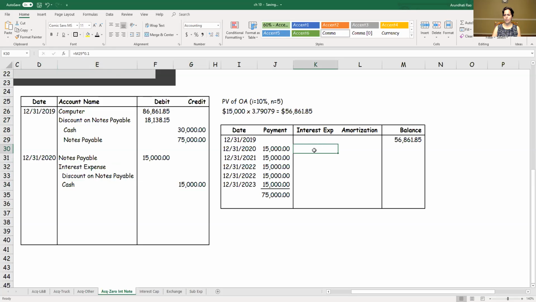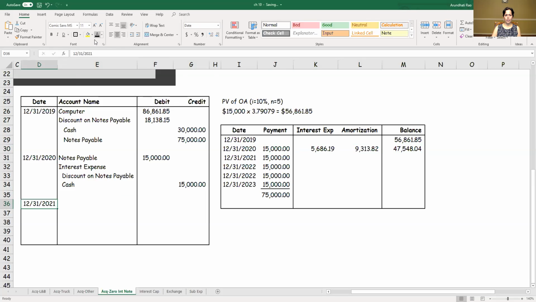So the interest is the previous carrying value, in this case the opening carrying value, times the 10%. That gives me 5,686.19. The difference between these two numbers is the amortization. So that's how much I paid towards the principal of the note payable that's outstanding.